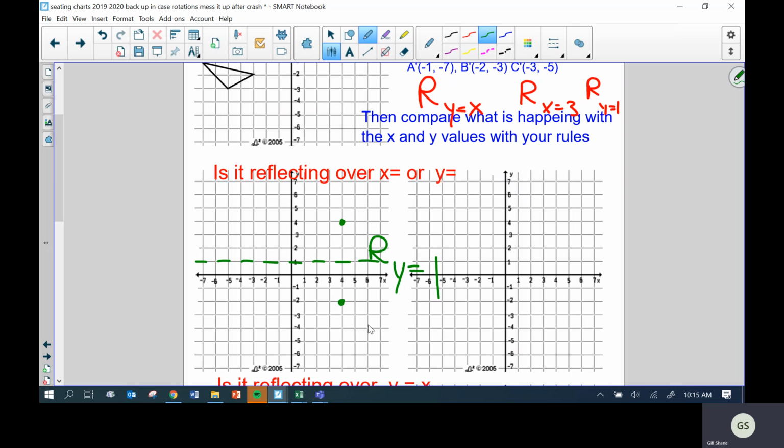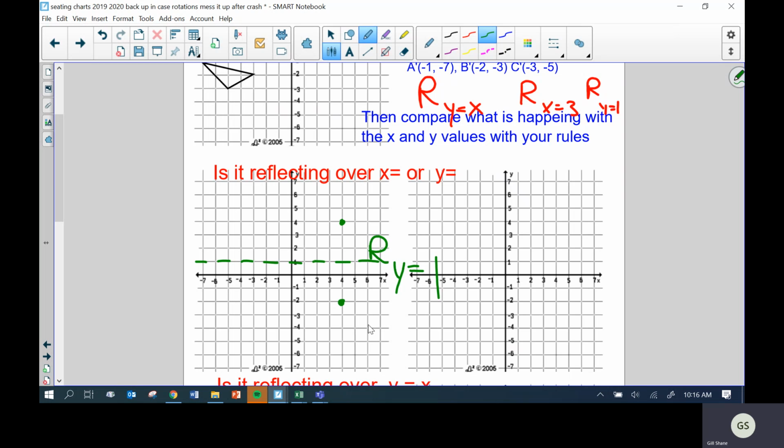And then the new coordinate would be the answer. So if this was 4, -2, and again, my X value doesn't change. So that's one kind of hint when you're trying to figure out what the correct answer is: did my X value change? Well, my X value didn't change, only my Y value changed. So 4, 4 is the new point, the new answer.